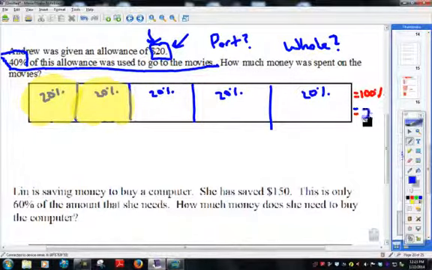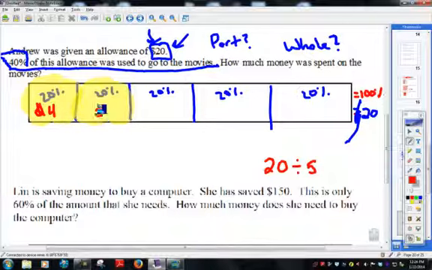I know that the entire strip is representing the $20 that he has. That $20 is representing his total amount. So we have to take the $20 and divide it into the amount of groups that are there. We need to divide it by 5. That tells me that each one of these sections is representing $4. So 4, 8, 12, 16, and 20. That's what it all represents. 20% of his money is $4.